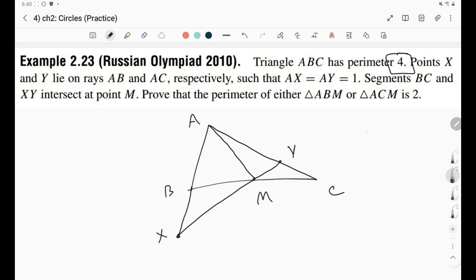So for example, if you multiply everything by 10, the perimeter is 40, AX and AY will be 10, and this here is going to become 20. And let's say, for example, using your ruler, of course you need to pick sides first. Let's say you pick something like maybe 20, 15, and 5.